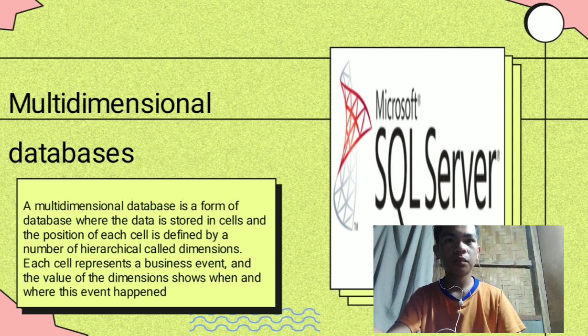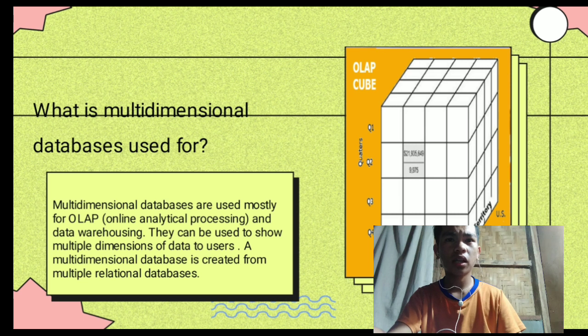The other terms that people use for a multi-dimensional database are Hypercube, Cube, OLAP Cube, multi-dimensional database abbreviated as MDB, MDD, or MDDB, and multi-dimensional data stores, MDDS. What is a multi-dimensional database used for?